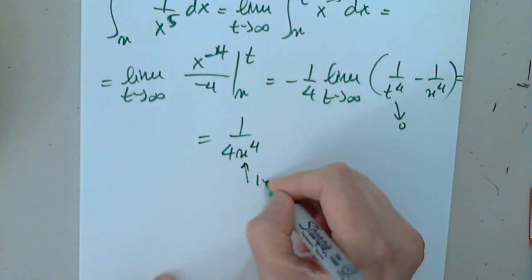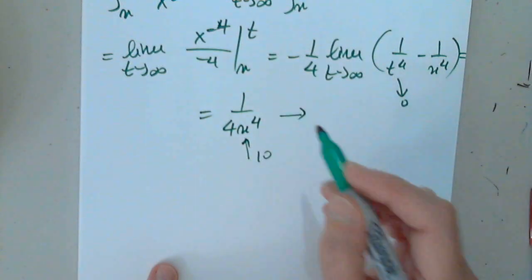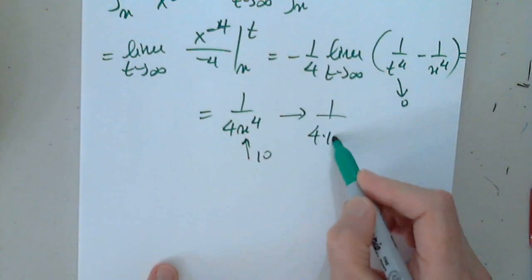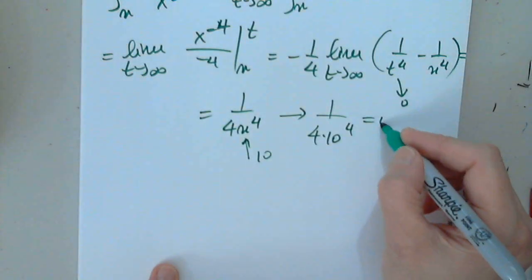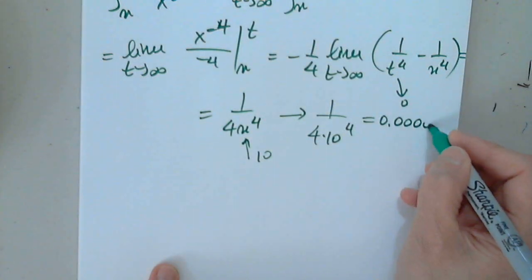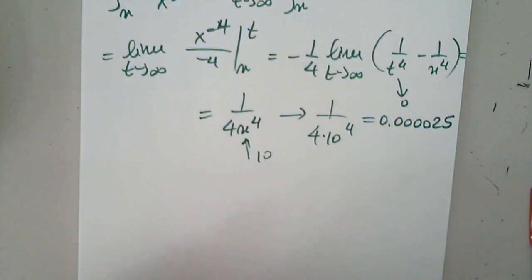We will plug in 10. So from here, 1 over 4 times 10 to the 4th, I got approximately 0.00025. Thank you, and I hope this helps.